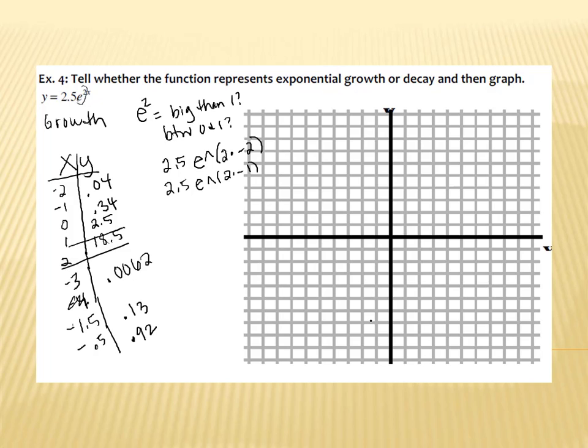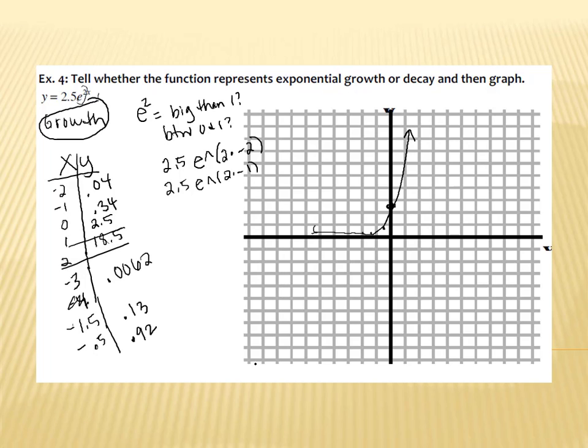Alright, so let's graph these. So -0.5 is over here to the left, and then up almost 1. And then -1.5, left 1.5, up 0.13, that's not very big. -2 is at 0.04, it's even smaller. 0 is at 2.5. So you're seeing what's going to happen is we're going to level off real close here, and then we're going to shoot up. So that goes along with the fact earlier that we said that this would be growth.